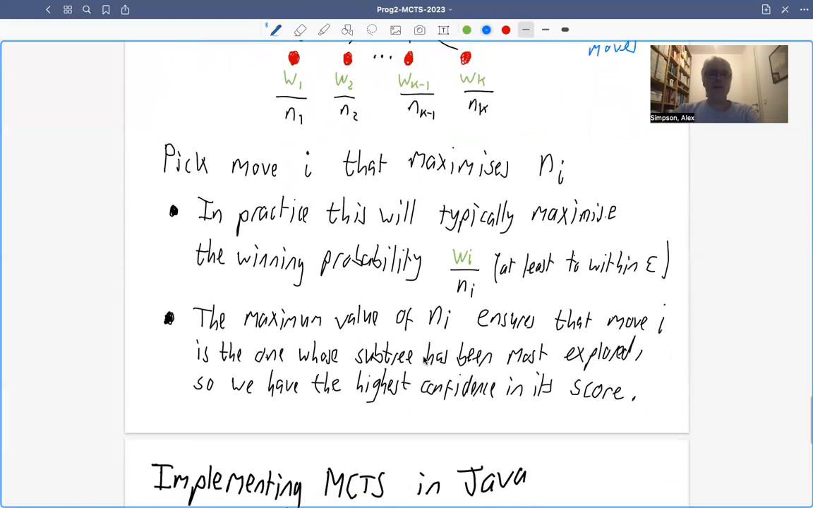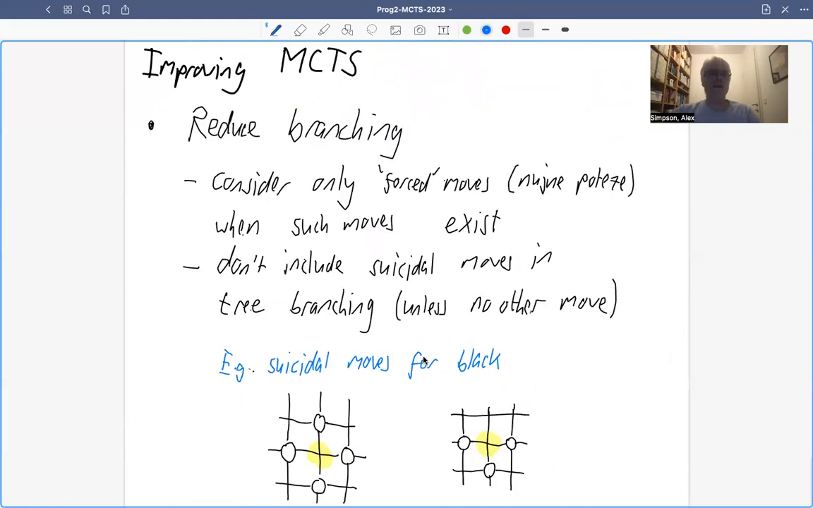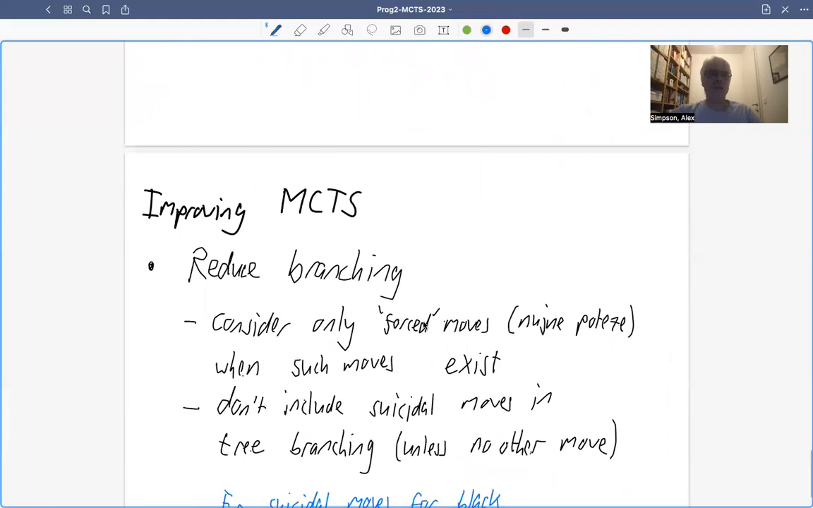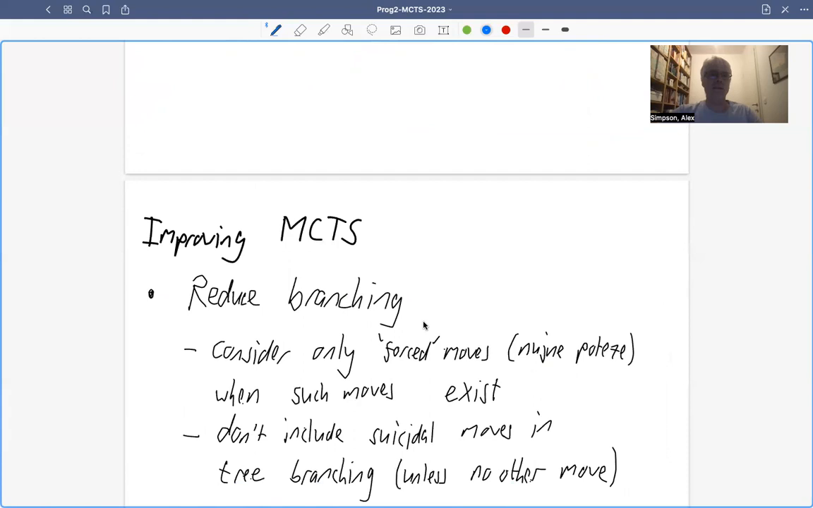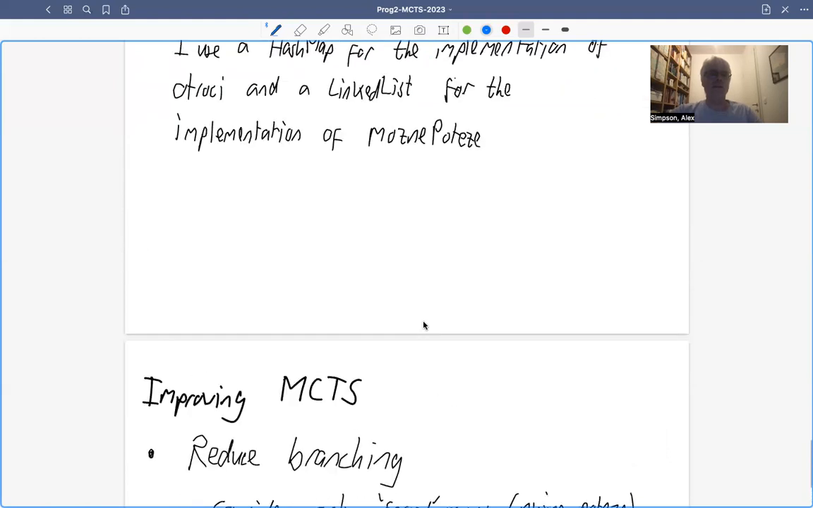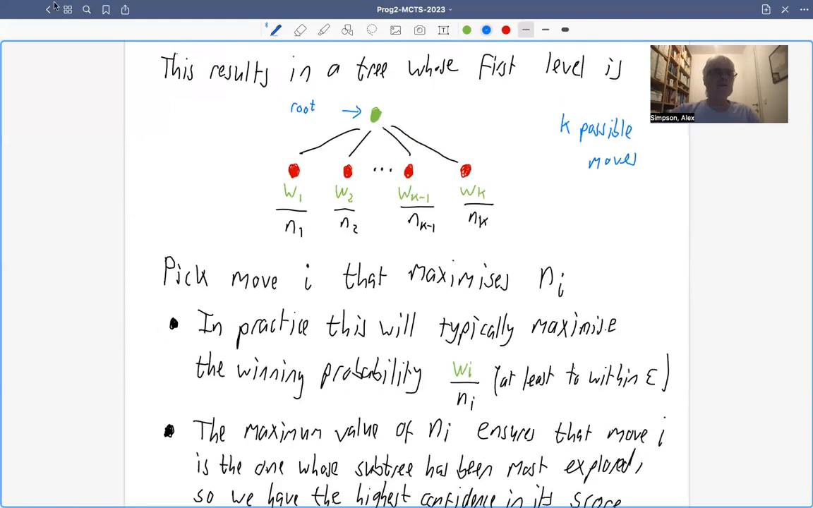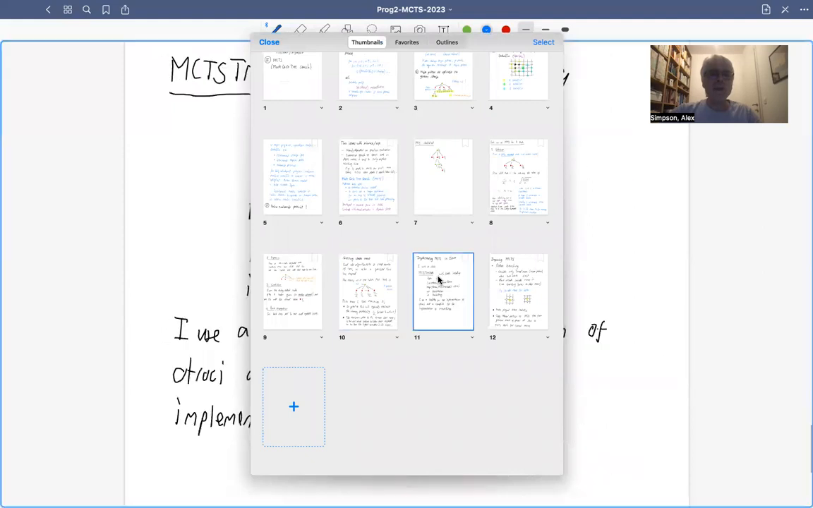Okay, so that basically describes Monte Carlo Tree Search. I've implemented this in Java, and I'm just trying to get to the right page.